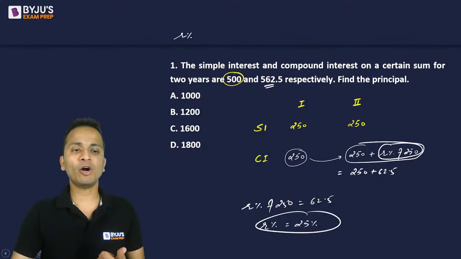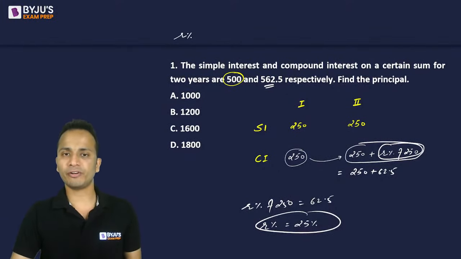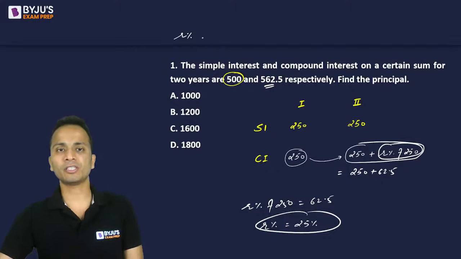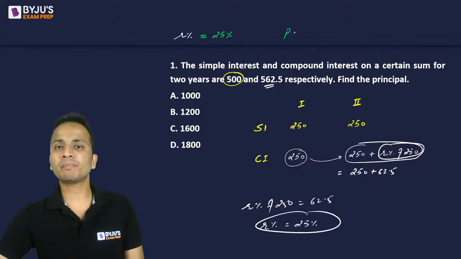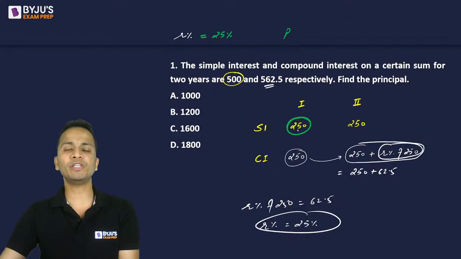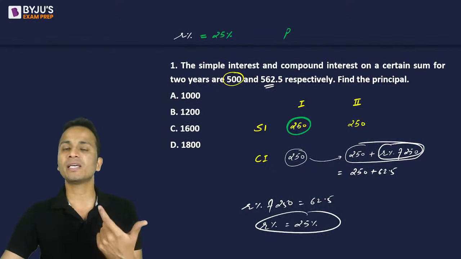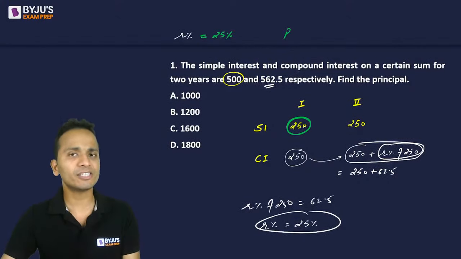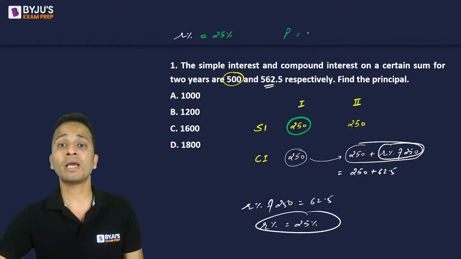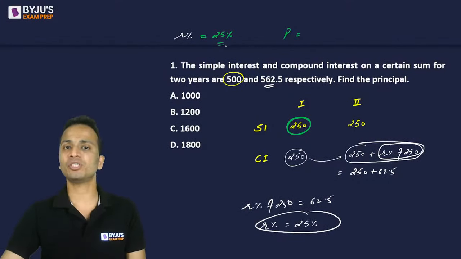So the question may also ask you to find out the rate of interest. Now the rate of interest I have calculated as 25%. Okay. Assuming P is the principal. So the simple interest for the first period, this 250 rupees, ये 250 rupees कहाँ पे कैसे मिला है? This 250 rupees is the interest calculated on the principal. At what rate? At 25% per annum.